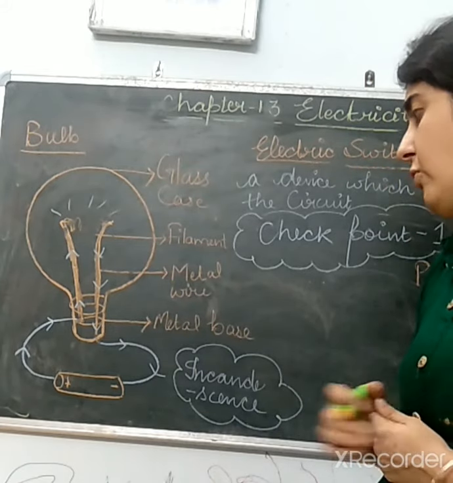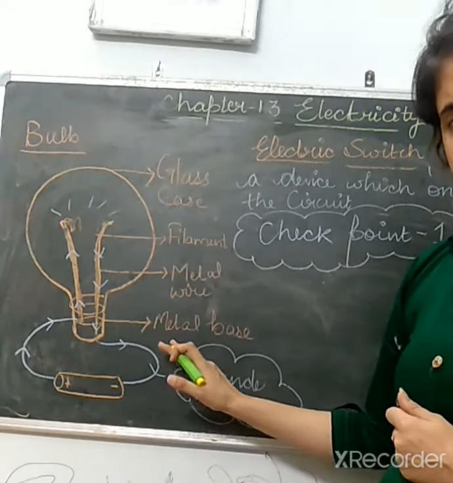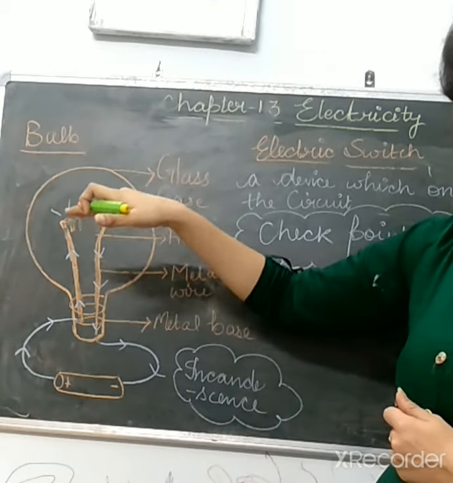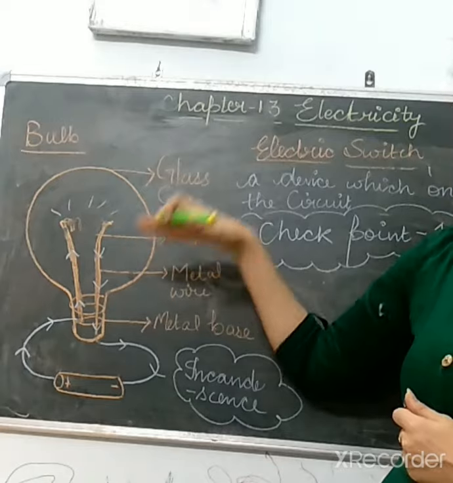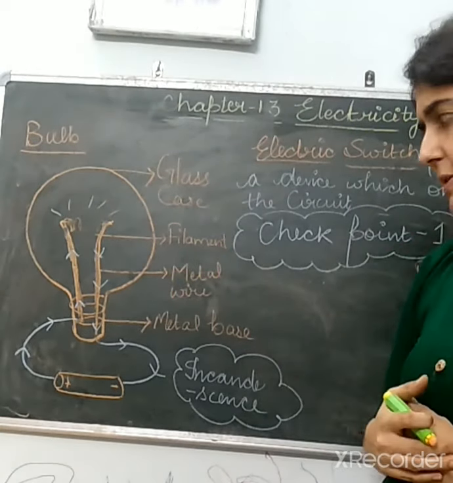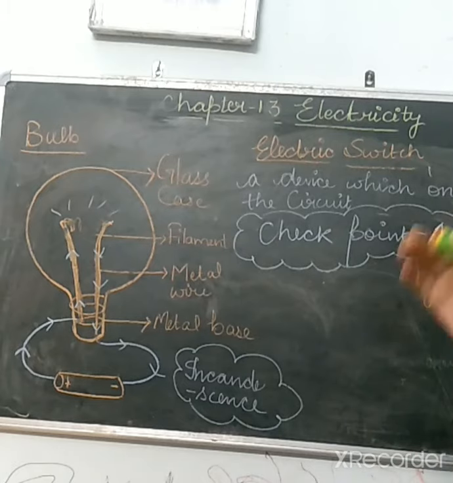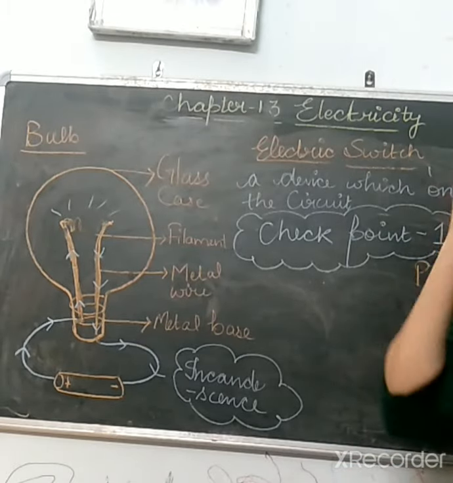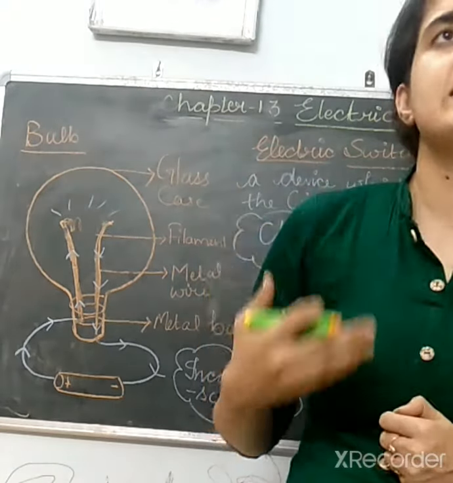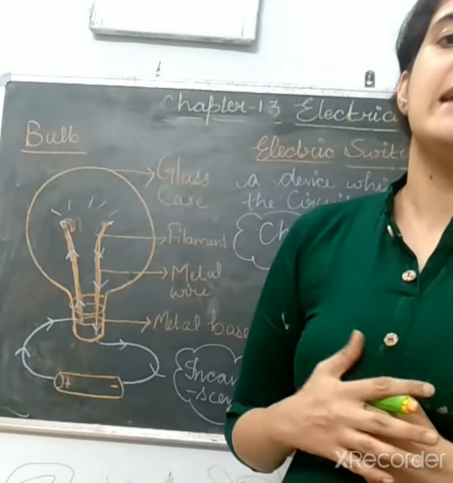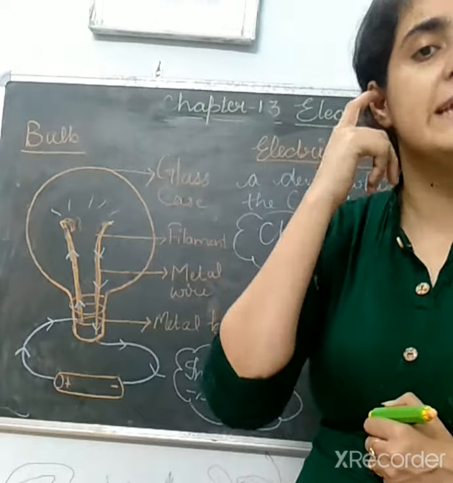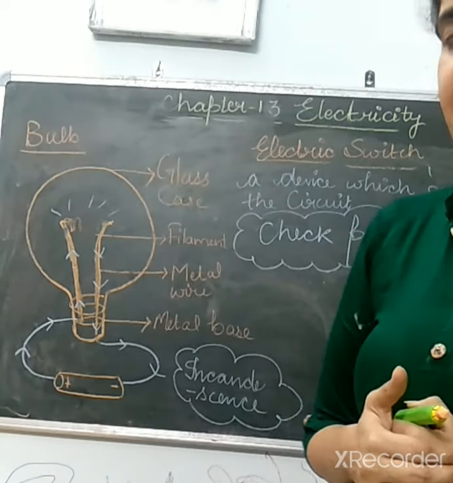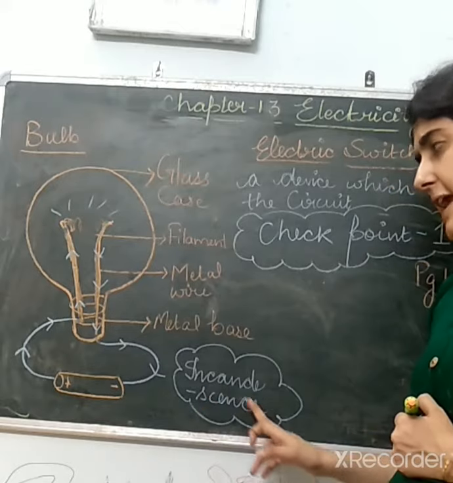Current can't flow. So when the filament gets broken, that bulb we call a fused bulb, right? We call it a fused bulb. And as I told you, why does the bulb start glowing? Because of the heating of a filament, right? And whenever any device starts glowing because of heating of certain elements present inside that device, such a phenomenon we call incandescence, right?